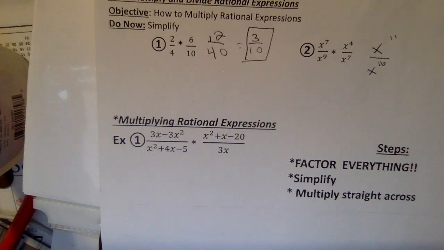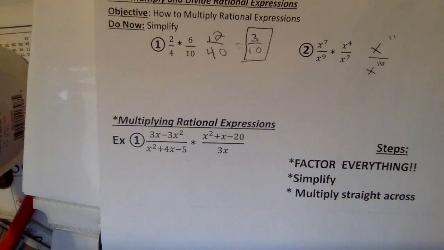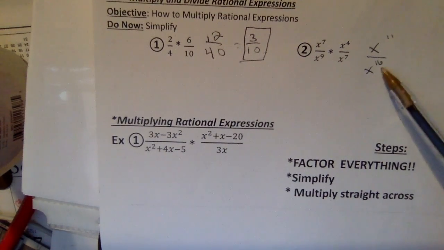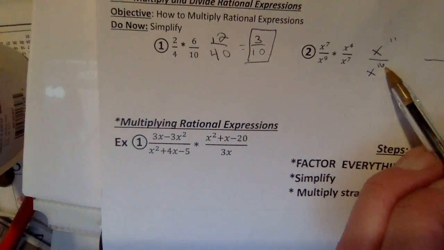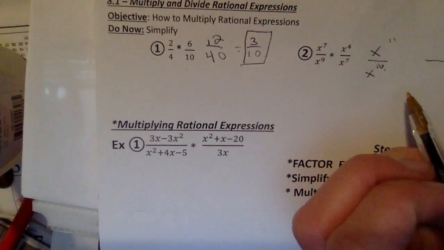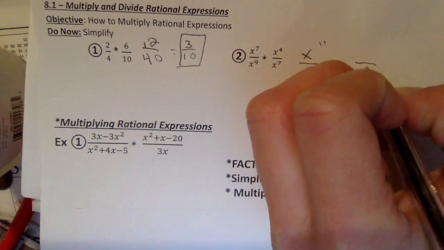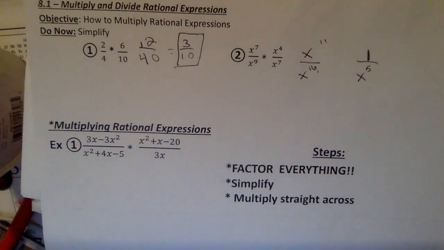Okay, now that we multiplied right across, now we're going to simplify. So now I'm dividing like bases, so I subtract my exponents. Remember, when you subtract, take the bigger number minus the smaller. So 16 minus 11 is 5, and since there's more on the bottom, x to the 5th goes on the bottom. And remember, we need a 1 on top to hold its place. Okay? So that's just a little review of some things we're going to be using.